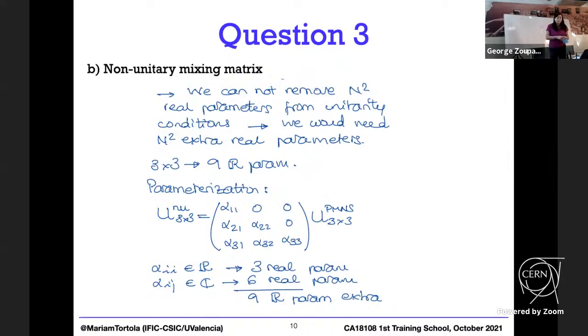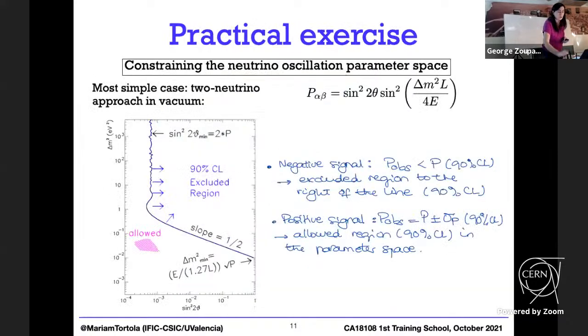So just to conclude, I wanted to show you a practical exercise that for sure there will be no time for you to do on your computer, but maybe if you are interested, you can do it at some point. It was just to show you how we, the people doing analysis of neutrino data experiments, get constraints, how we translate the experimental information into constraints in the parameter space of neutrino oscillations. So, for instance, here I'm going to consider the most simple case, that is the two neutrino approach in vacuum. This is the formula we have seen this morning, the two neutrino oscillation formula in vacuum.